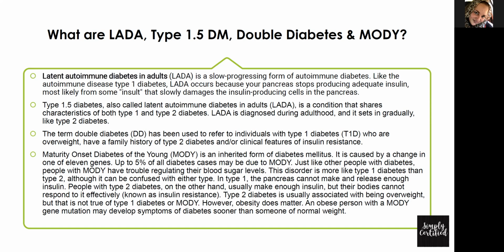So latent autoimmune diabetes in adults, LADA, is a slow progressing form of autoimmune diabetes. It's a lot like type 1, but it's not type 1. In LADA, your pancreas kind of just stops making enough insulin. They think it's happening from an "insult," as it says in quotation marks here, but what happens is they think your body is attacking your pancreas slowly over time, and it doesn't want to work anymore because it's just damaged. And your own body did it.